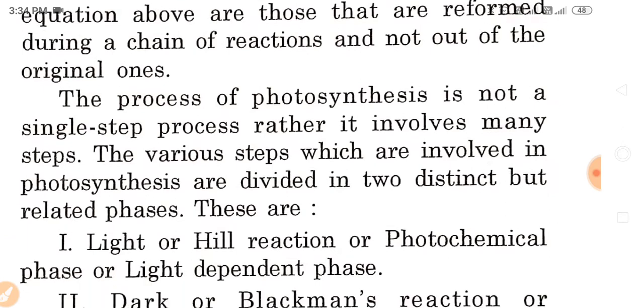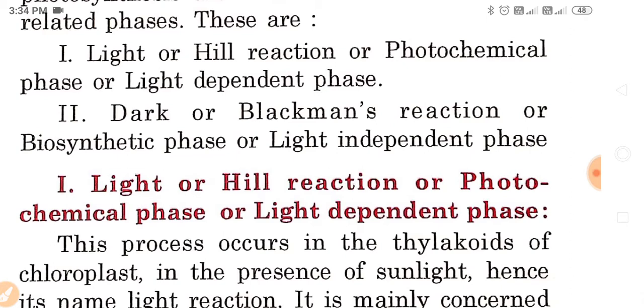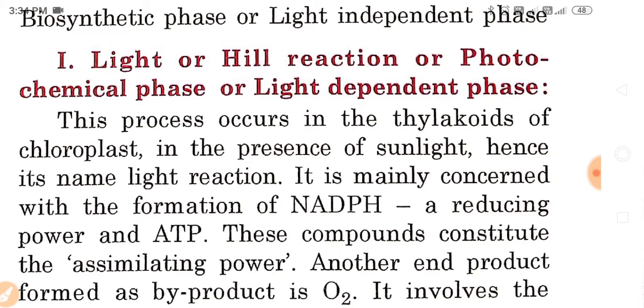The process of photosynthesis is not a single step process, rather, it involves many steps. The various steps involved in photosynthesis are divided into two distinct but related phases. First is light or Hill reaction, or photochemical phase, or light dependent phase. Next is dark or Blackman's reaction, or biosynthetic phase, or light independent phase. So first we read about light or Hill reaction.